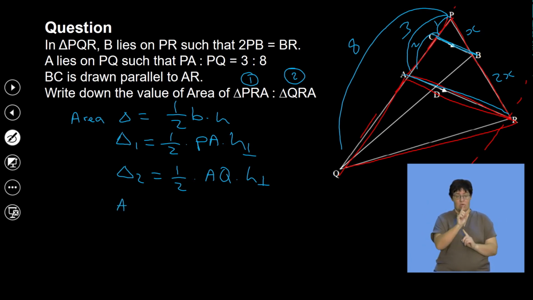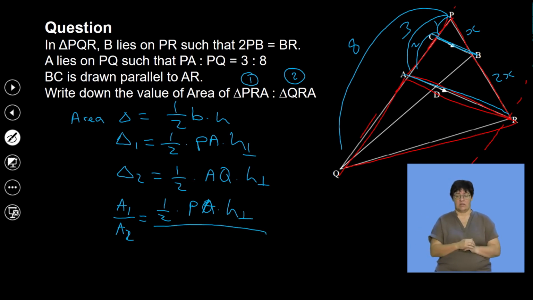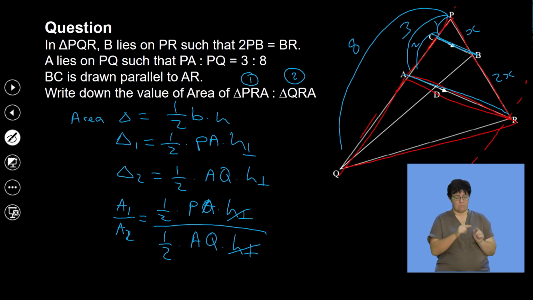So area 1 over area 2 will be equal to 1 over 2 multiplied by PA times the height over 1 over 2 times AQ multiplied by my height. I know that my heights are going to be the same because they're from the same vertex to the same baseline, and the half and the half are going to divide. So I must try and find what is PA over AQ. If I can find that, then it will make my life easy, right?